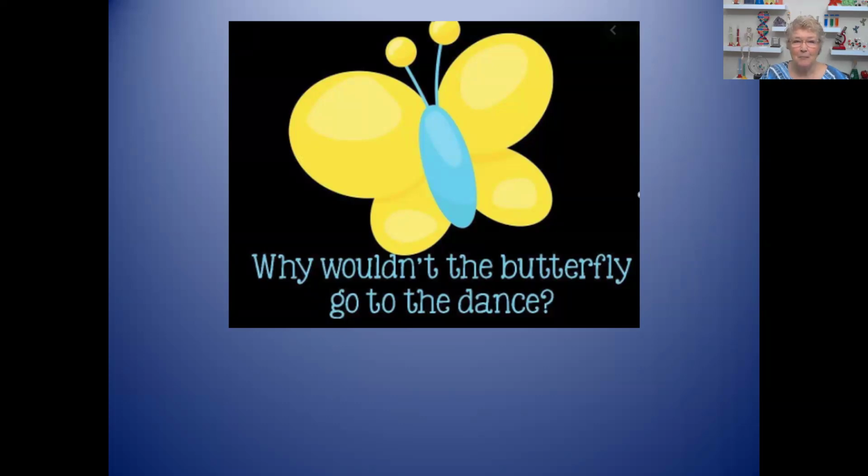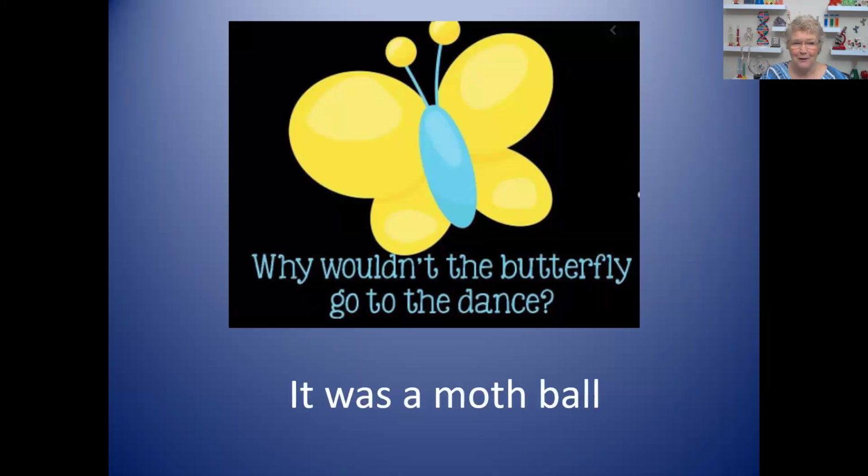Because it was a mothball. All right. Here's one I don't have a picture for, but how did the octopus cross the road to get to the other tide? To get to the other tide.